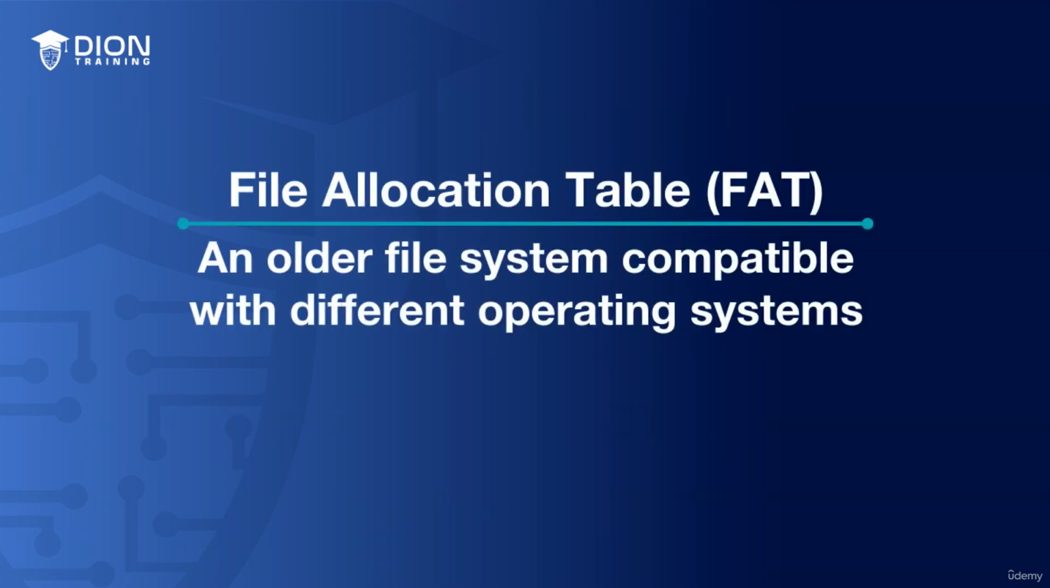FAT, or the File Allocation Table, is an older file system that is compatible with many different operating systems, including all versions of Unix, Windows, and Mac OS X. It does not provide the same capabilities as more modern file systems, and is typically going to be used when you need to maintain compatibility between all these different operating systems.